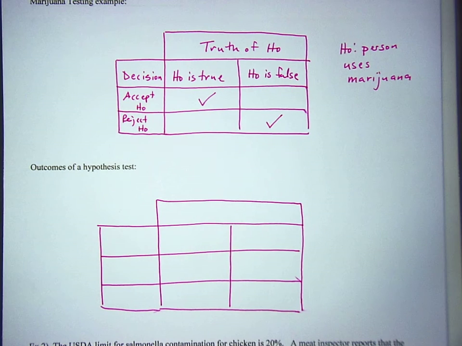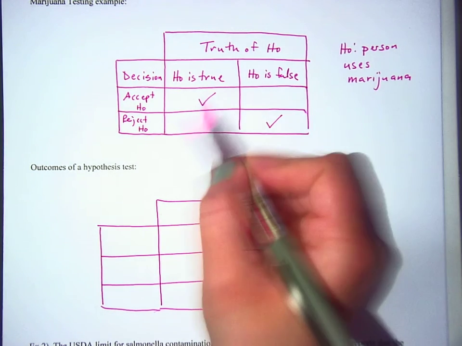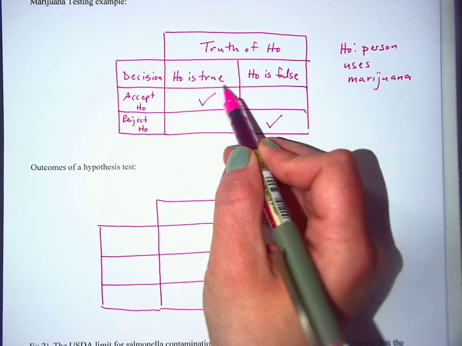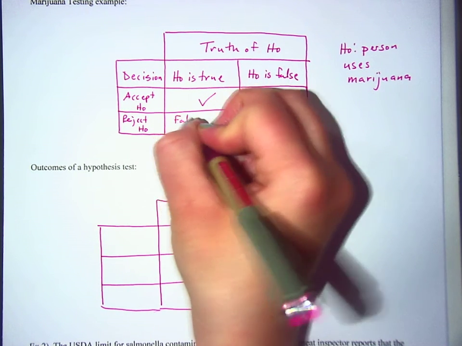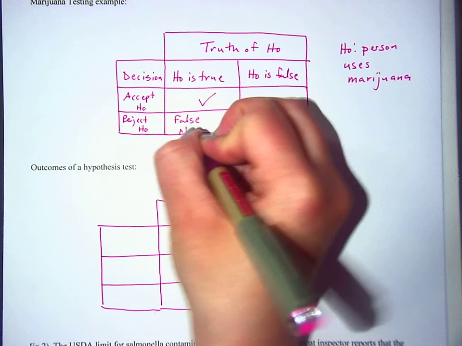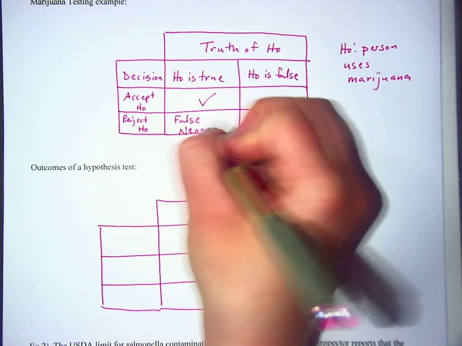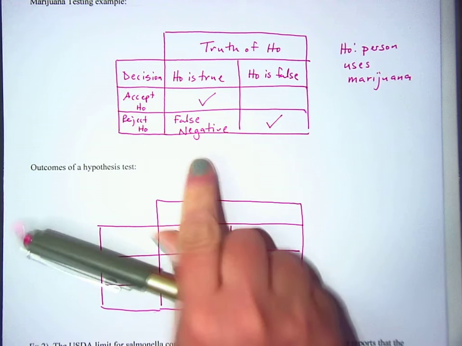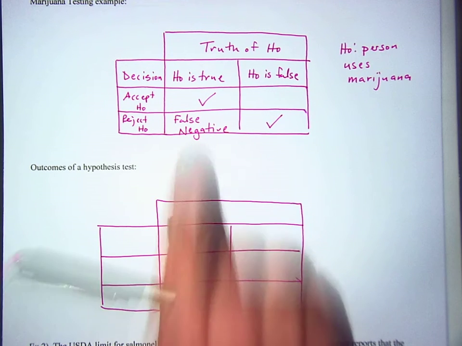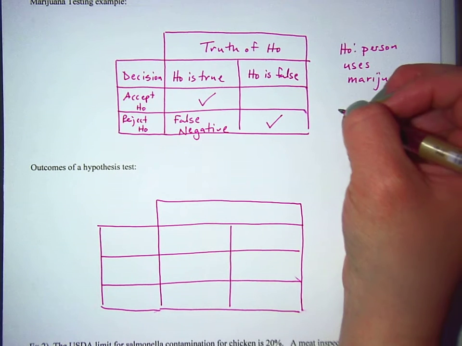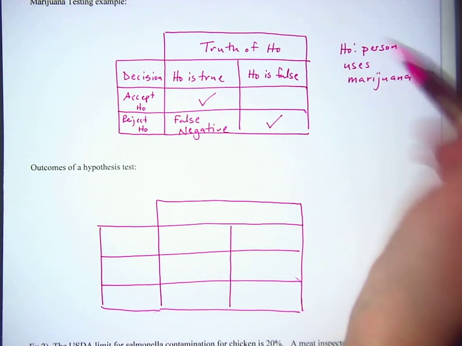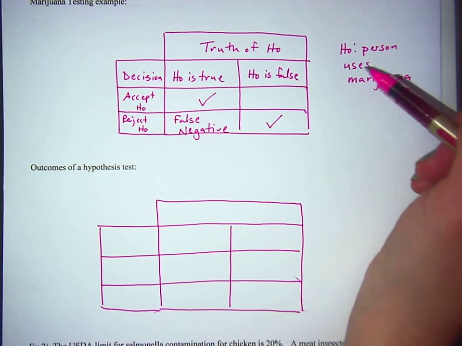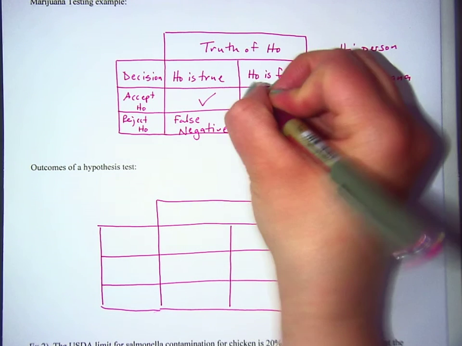That's a good thing. However, what if they are a drug user, but you say they aren't? That's called a false negative. That means that they got away with it, essentially. This is something you don't want your test to do. You don't want your test to have a false negative. Or you could say, look, I think that they use marijuana, but in reality, they don't, and that's called a false positive.